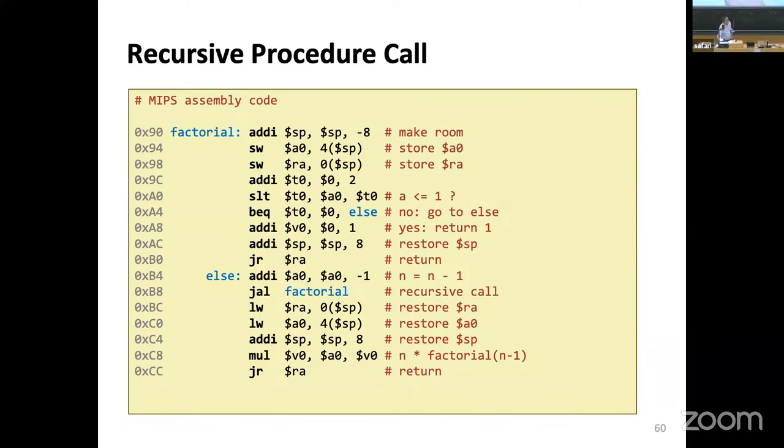The next one, I load A0 back. So that's stack pointer plus 4. So this one is 3. I restore the stack pointer again. Go up again, 8. So it was F4, now this is going to be FC. And this one points now to the top of the stack. I do the multiplication, 3 times 2, and write it back into V0. And I jump back to the return address.